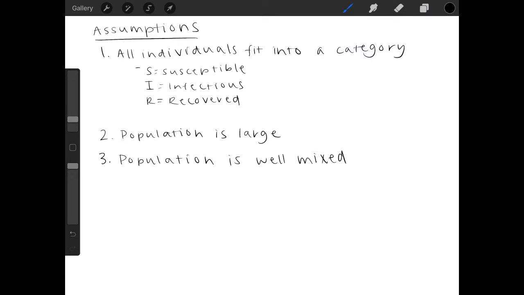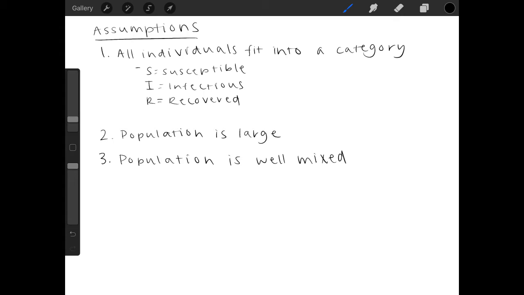When dealing with an epidemic, we can make three basic assumptions. One, that all individuals fit into a category, and we have three categories. Susceptible individuals, which just means that they are currently healthy, but they're able to get sick. Infectious individuals, who were susceptible to the disease, but they got sick, and they are able to spread the disease.